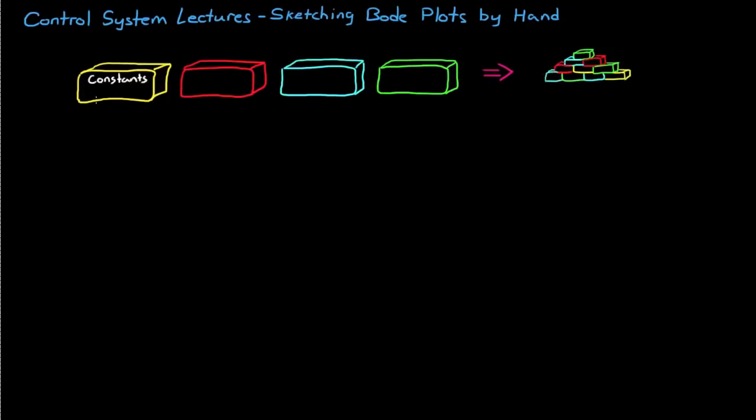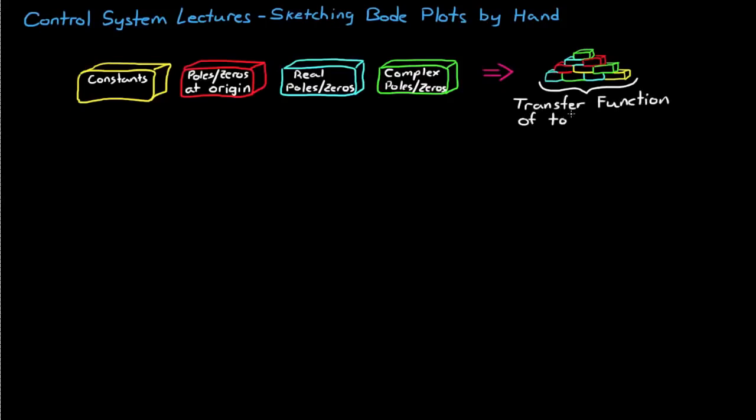The four different building blocks that we're discussing are constants, which have no poles or zeros, a pole or zero at the origin, a real pole or zero not at the origin, and a complex pair of poles or zeros. All transfer functions are made up of some number of these four blocks, so by learning the frequency response of each block individually, it will be a simple matter of summing the responses to get the total system response.